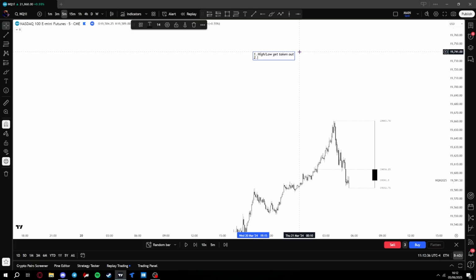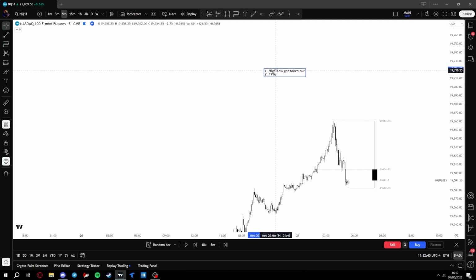And we're also looking for the fair value gaps. That's it. That's all we're looking for. Highs and lows being taken out and a fair value gap.